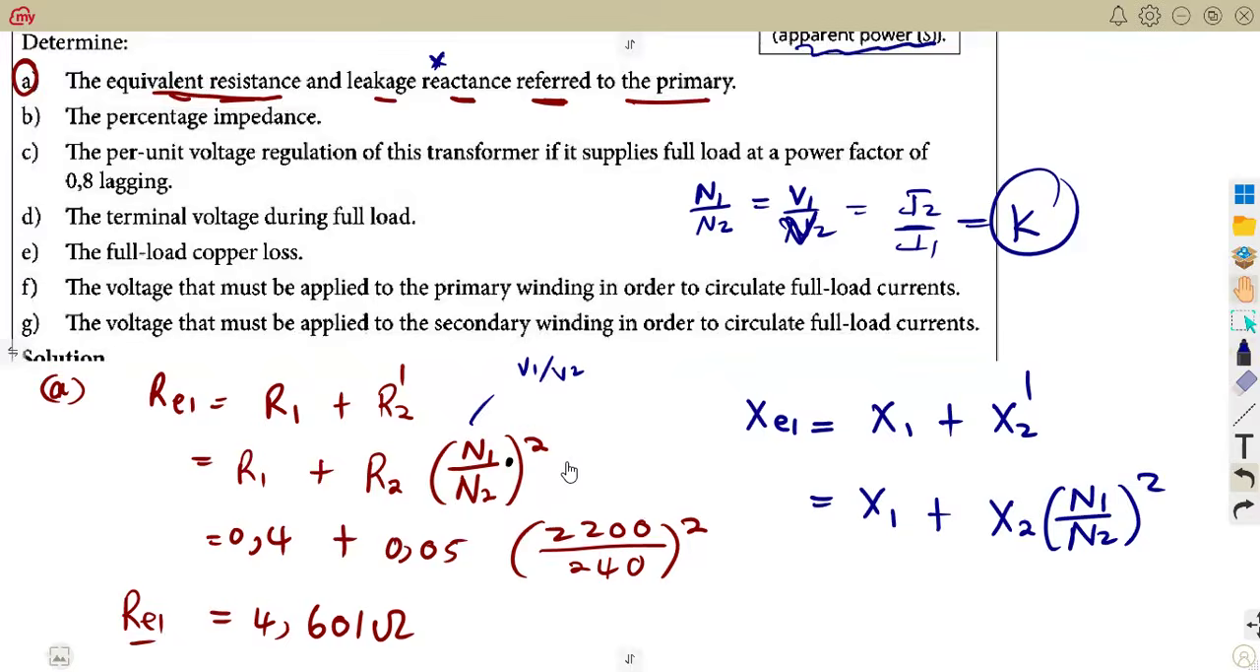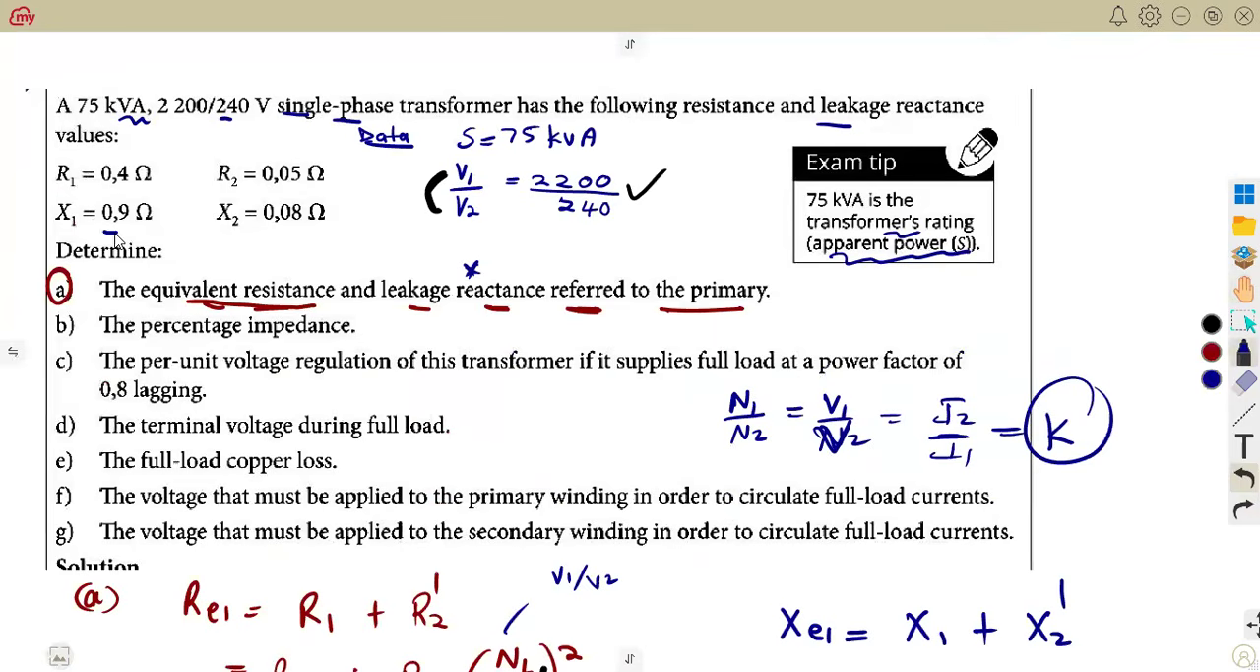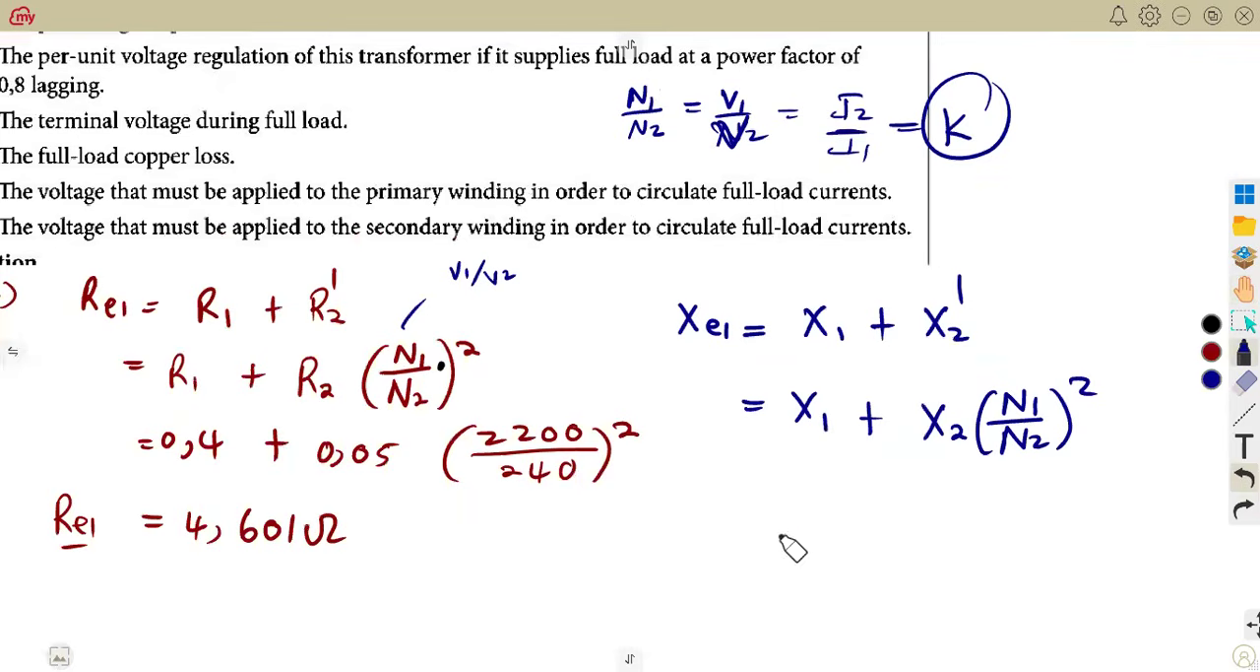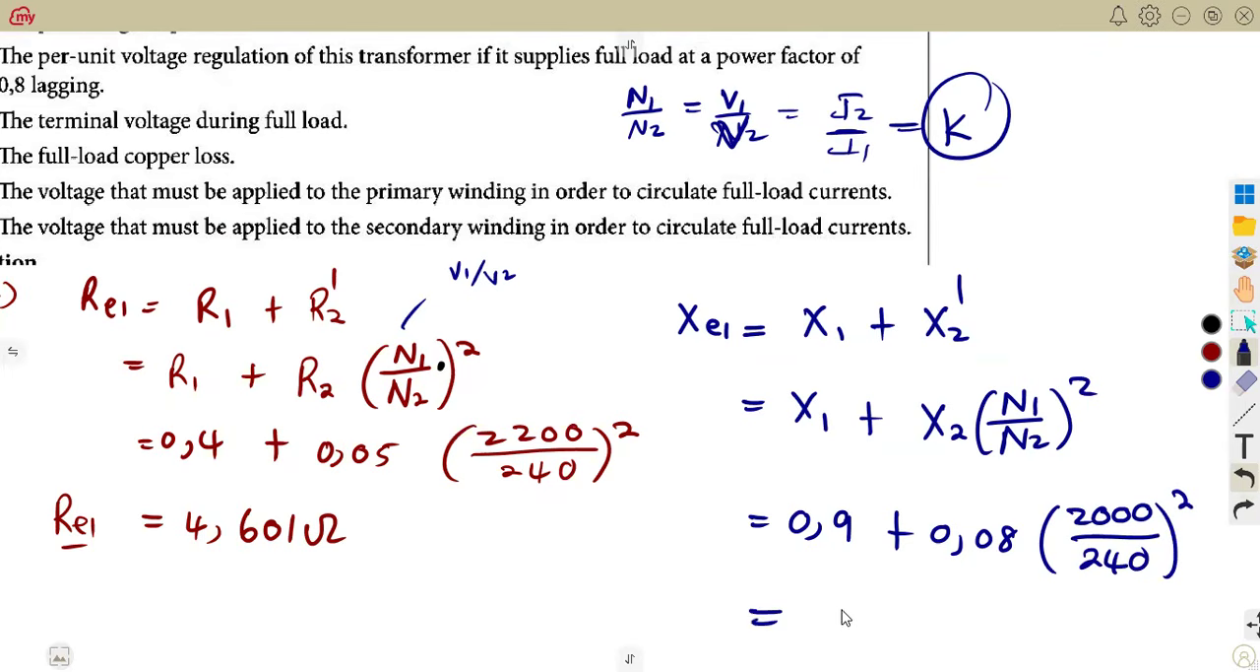So the reactances were given. Just going to substitute. Talked about this, guys. X1 is 0.9, X2 is 0.08. So let's substitute our X1, 0.9, our X2, 0.08. N1 over N2, just like what we had here. So it's going to be 2,200 over 240, everything raised to the power of 2. And that was going to give us 7,622 ohms as our reactance. So these are the leakage reactances that we were given.